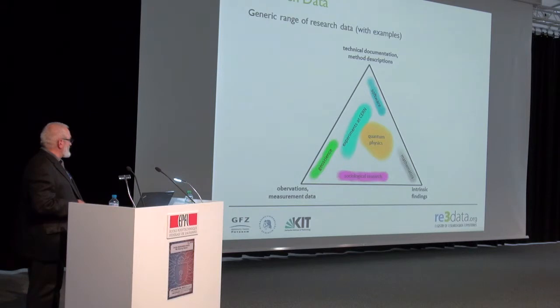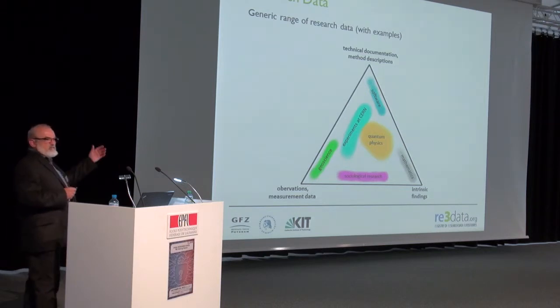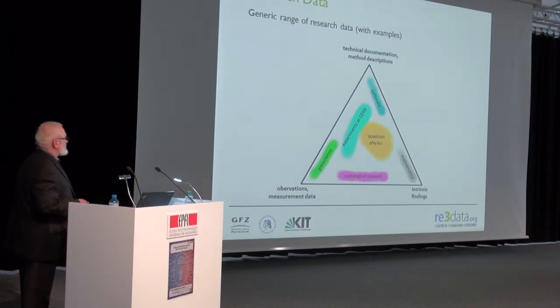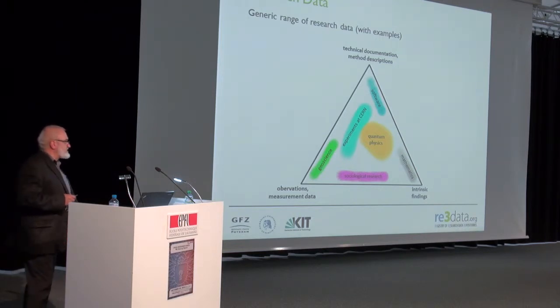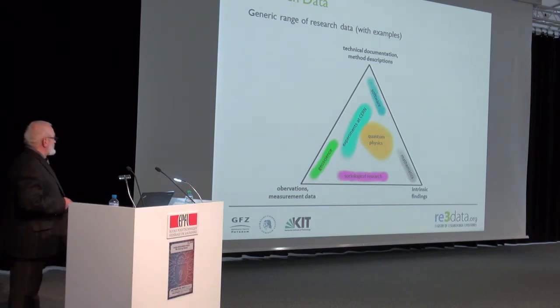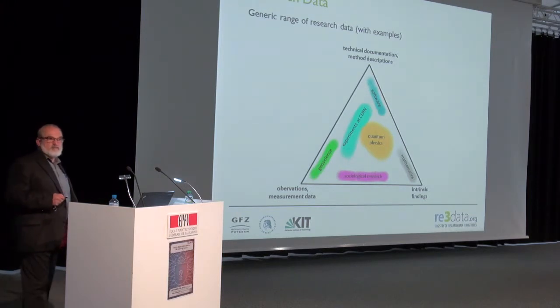And on this side you have intrinsic findings. What I wanted to show you is that you can locate more or less concretely some kinds of research data. For example, software here, or geoscience here, sociological research here. In this area you have, for example, additional problems with personal privacy, data protection, and so on. I have located quantum physics here, and in the middle you can locate, for example, medical research, where you have all such problems together in the research data.